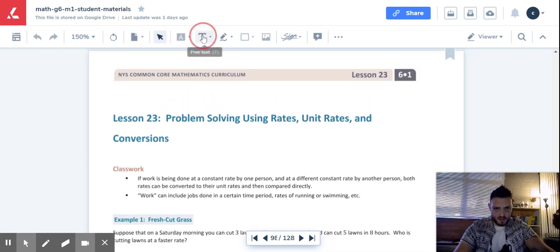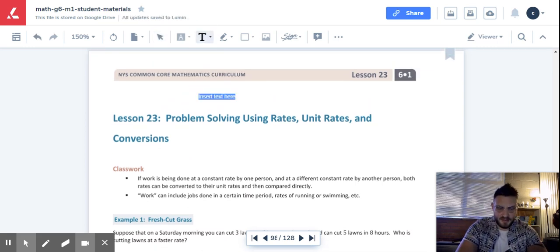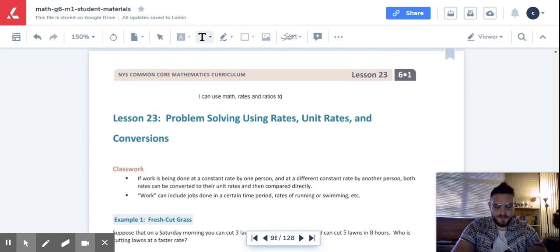Today, basically what we're doing is the same thing as yesterday. We are saying I can use math, specifically rates and ratios, in order to convert units and solve problems in the real world.